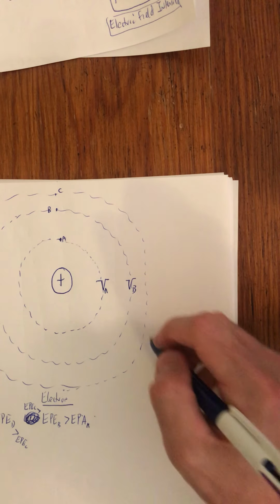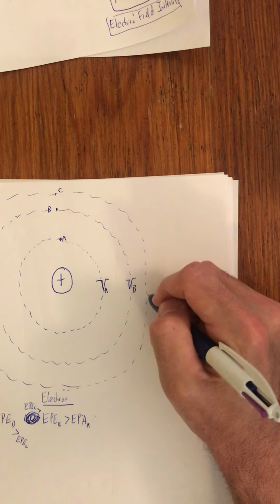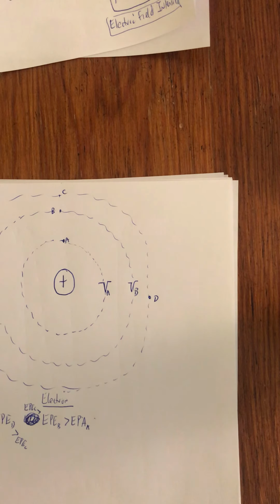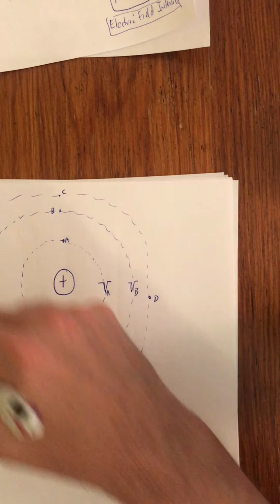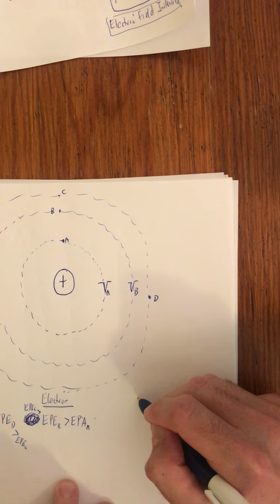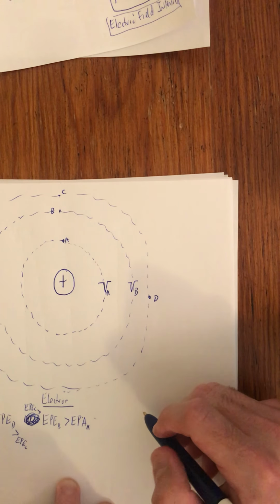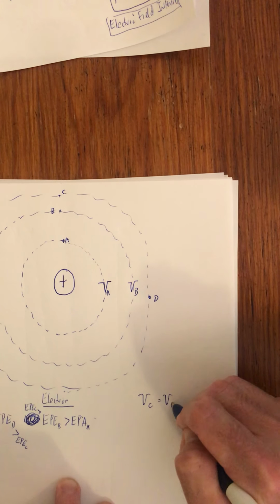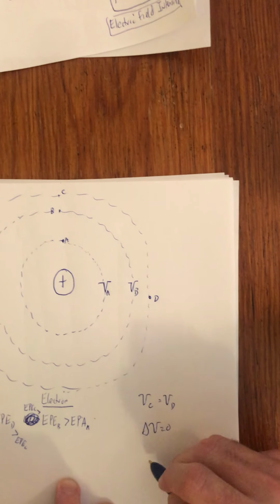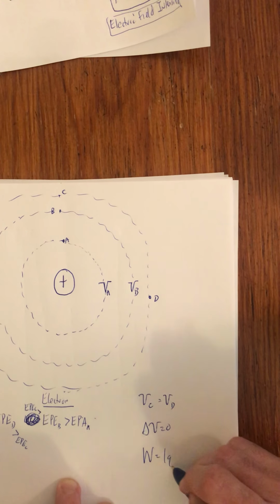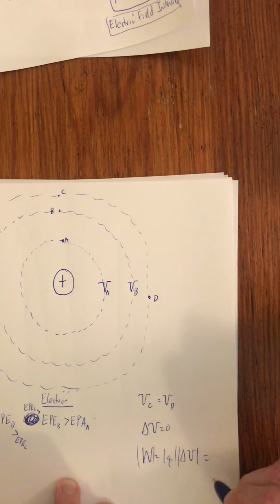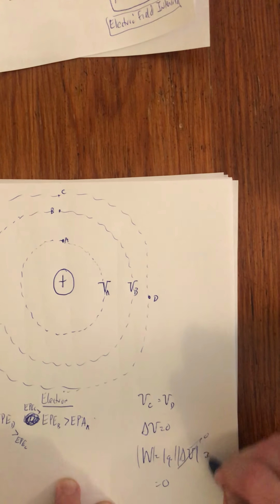But what happens if I wanted to move my electron from C over here to D? What would happen there? These represent, remember, equipotential lines. The difference in potential from C to D would be 0. Since the potential at C is equal to the potential at D, the difference in potential is 0. Therefore, the work done on an electron moving from one position to the other would, in fact, be 0.